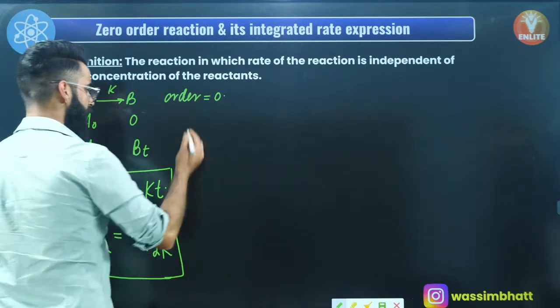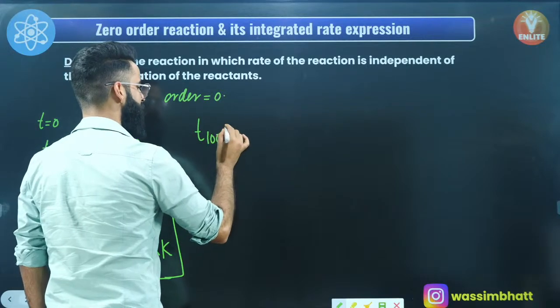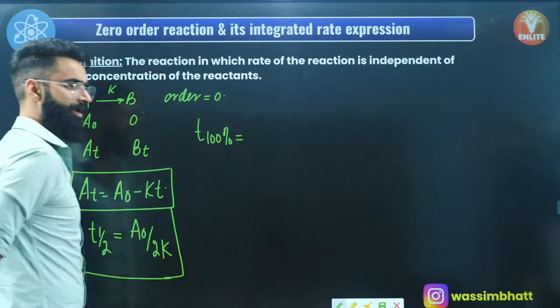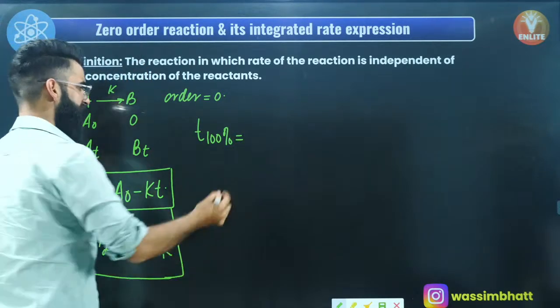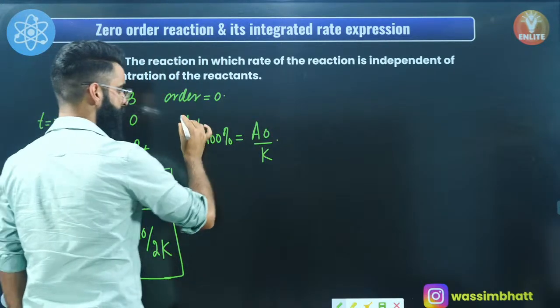If I ask you, how do we calculate completion time, t_100%, how much time it takes for the reaction to complete 100% of it? It's equal to A_0 divided by k. This is one more thing which I would want you guys to remember.